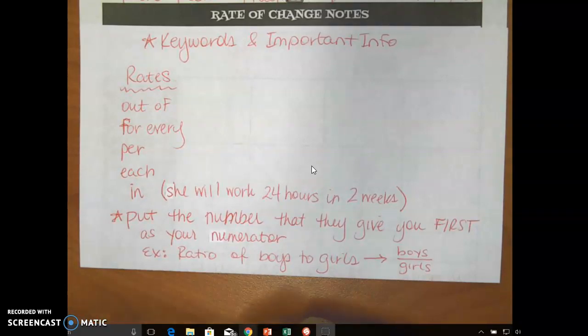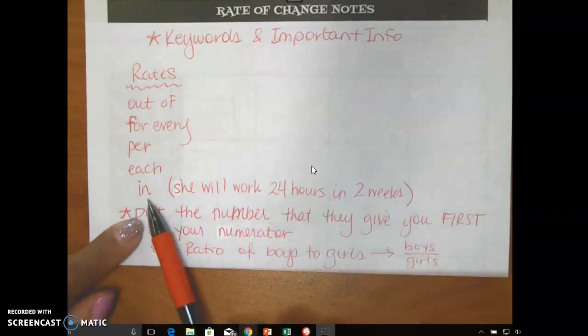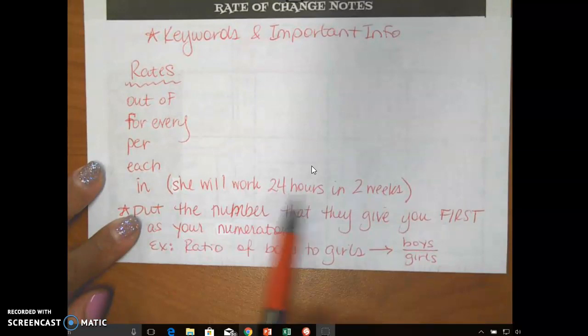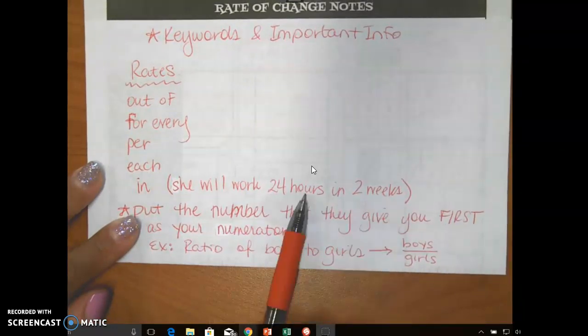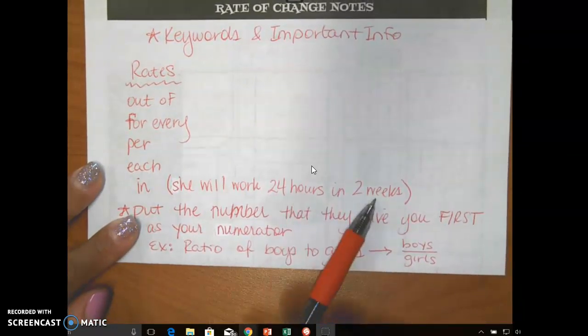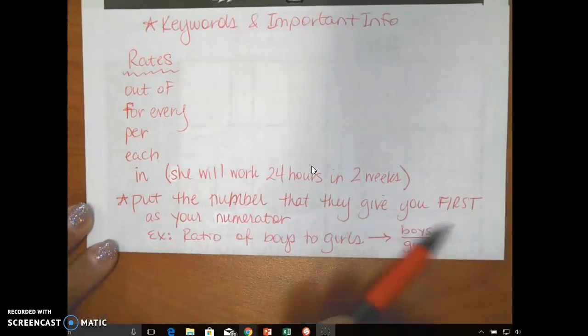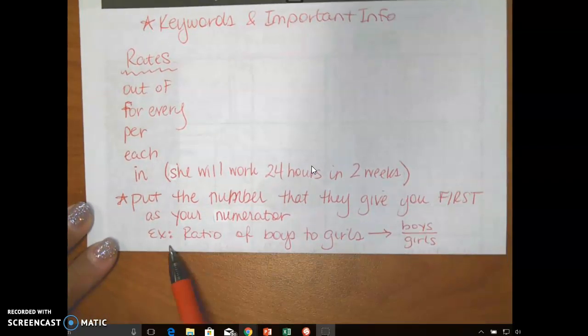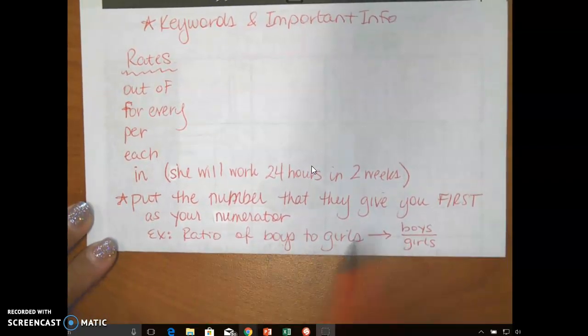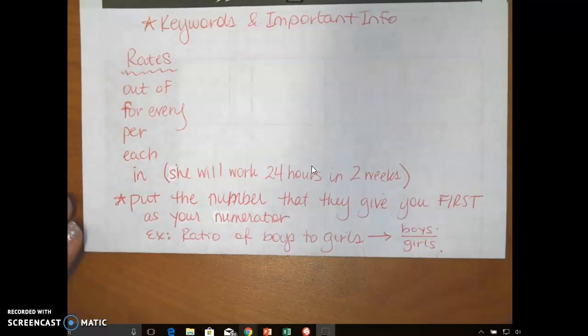In the example, she will work 24 hours in 2 weeks. That's the rate: 24 hours for every 2 weeks. Put the number that they give you first as your numerator. For example, ratio of boys to girls. Boys goes on top, girls on the bottom for the denominator.